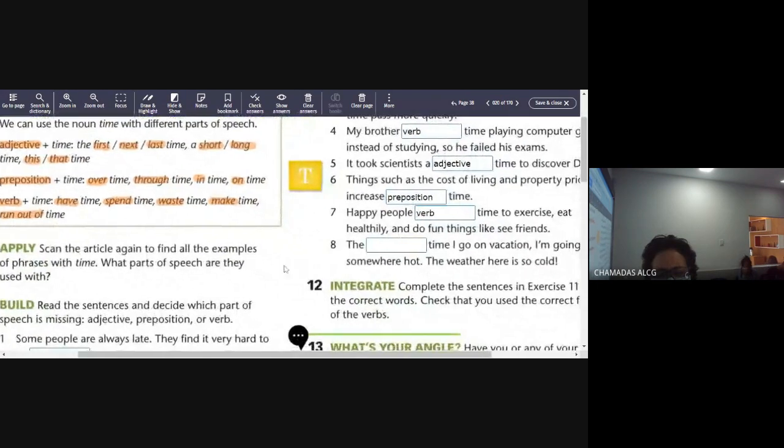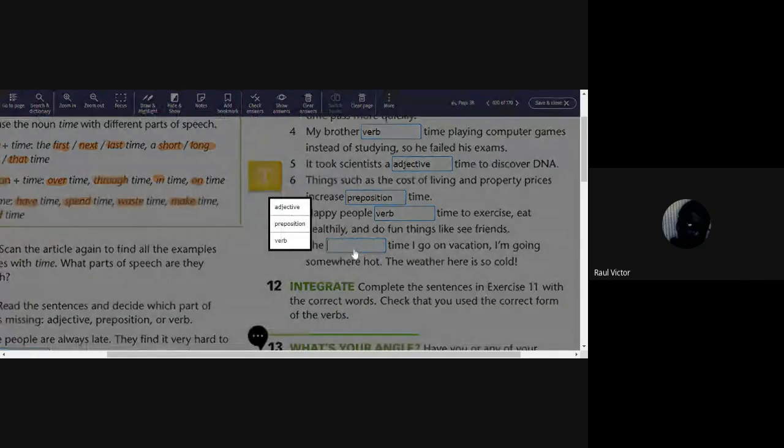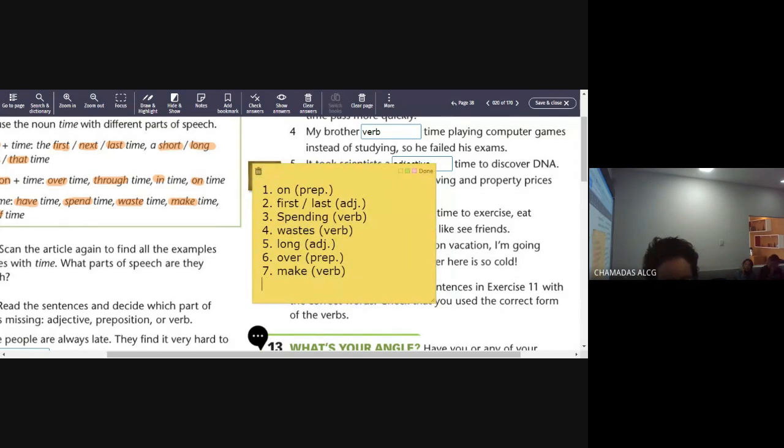Okay, guys, the last one. Last time I go on vacation. Adjective, yes. The time I go on vacation. I'm going somewhere hot. I'm going. It's an idea of future. So the next is the best option. Because you're using the verb in present continuous or going to. So this is future. Okay.